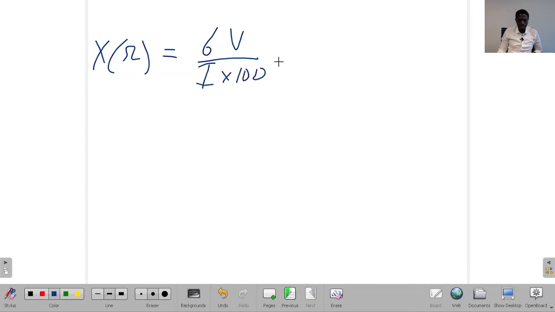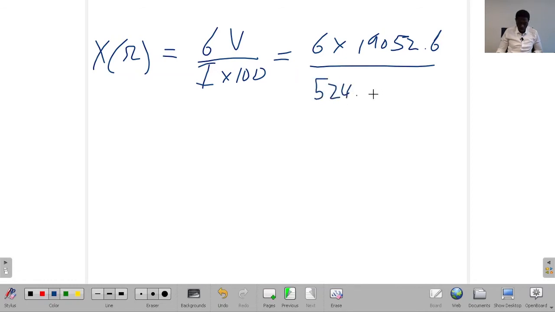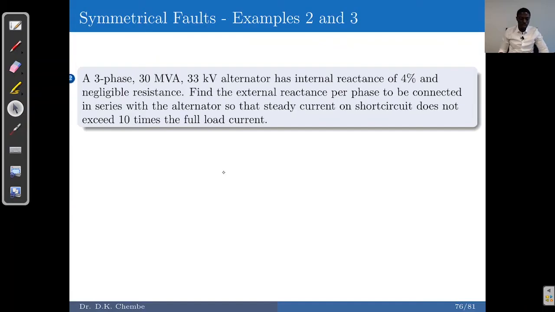This gives us 6 multiplied by the voltage we had calculated as 19052.6 over the current, which was 524.86 multiplied by 100. And this gives us 2.178 ohms. Required X here in ohms is equal to 2.178 ohms.